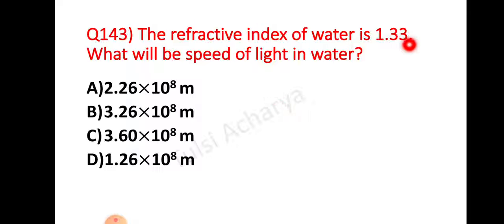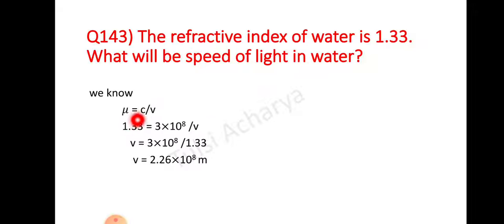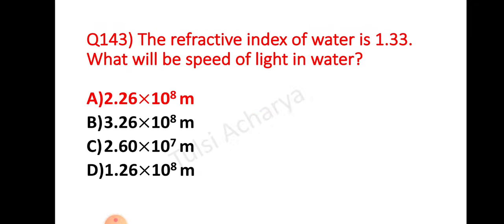The refractive index of water is 1.33. What will be the speed of light in water? We know that refractive index is given by velocity of light in air or vacuum to the velocity of light in medium. Our mu is 1.33 and we know our C is 3 into 10 to the power 8. V is equal to what? By solving this we get our V. V will be 2.26 into 10 to the power 8. That is option choice A.